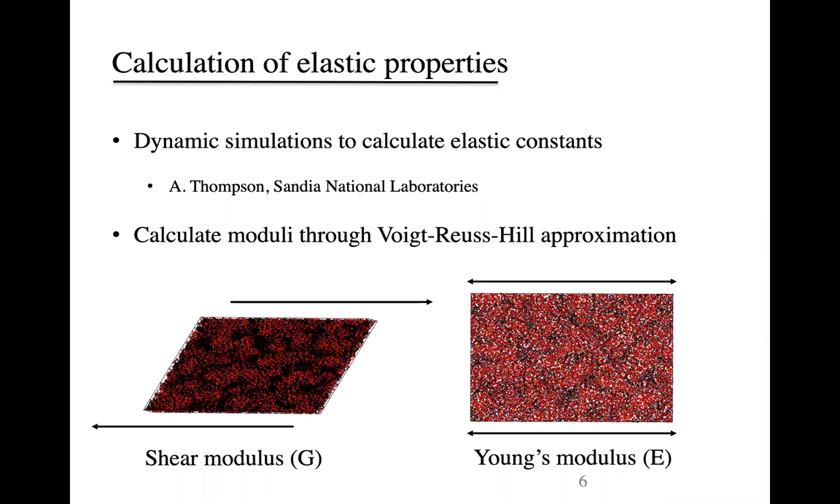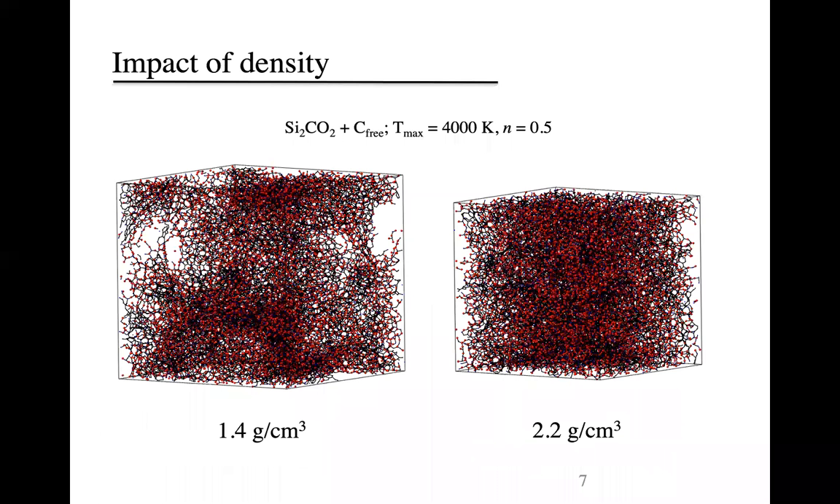So we calculate elastic properties through scripts written by Aidan Thompson from Sandia National Labs. These are dynamic simulations that calculate elastic constants, and then these elastic constants are used to find the shear modulus and the Young's modulus through the Voigt-Reuss-Hill approximation. When we look at the impact of density, we, of course, make sure that no other factors are changed. We use the same composition, the same Tmax of model generation.